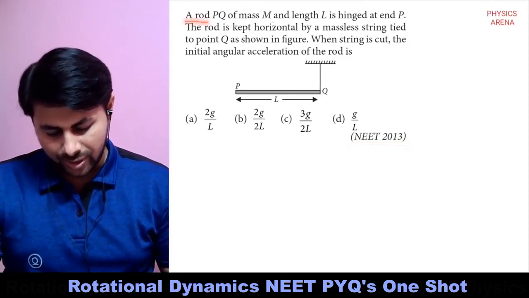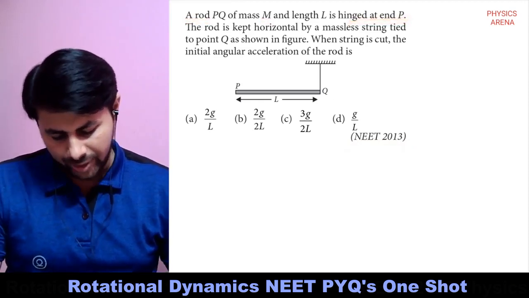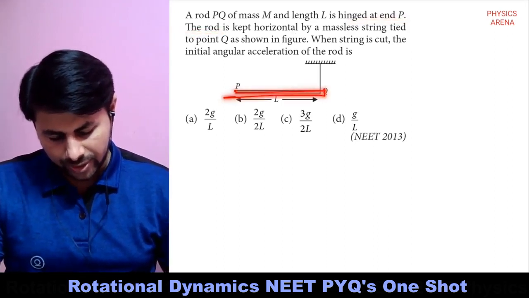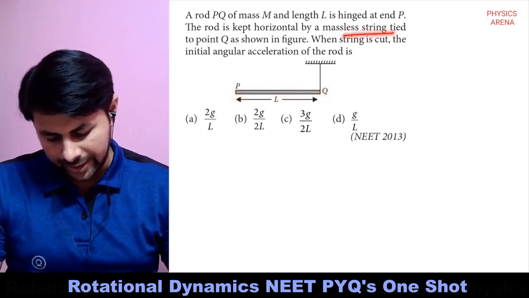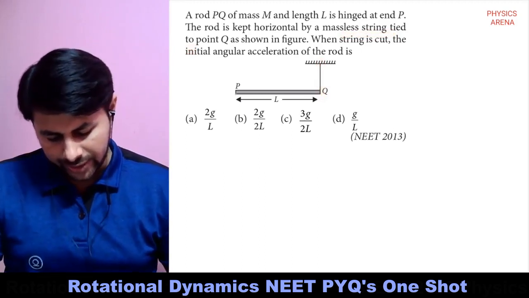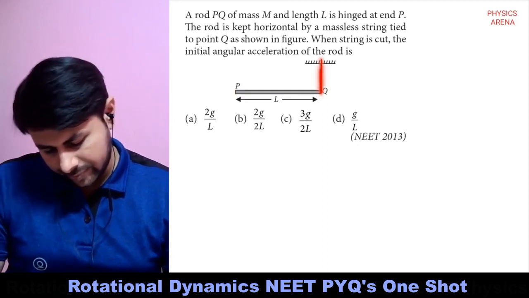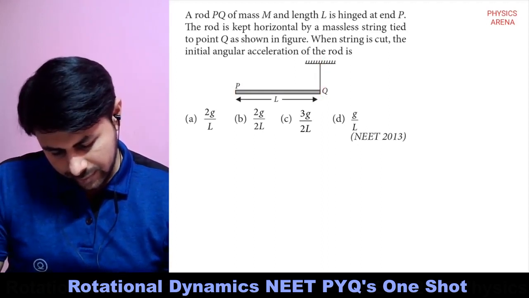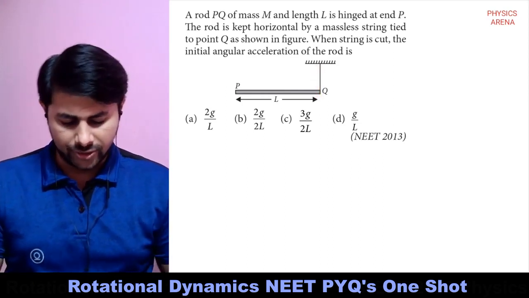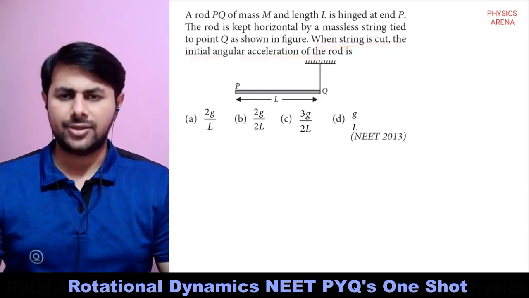A rod PQ of mass m and length L is hinged at P. So here is P. The rod is kept horizontal by a massless string tied to point Q. Okay, it is hinged at this point, and it is connected to the string, massless string, and because of that it is horizontal. So when the string is cut, the initial angular acceleration of the rod is.